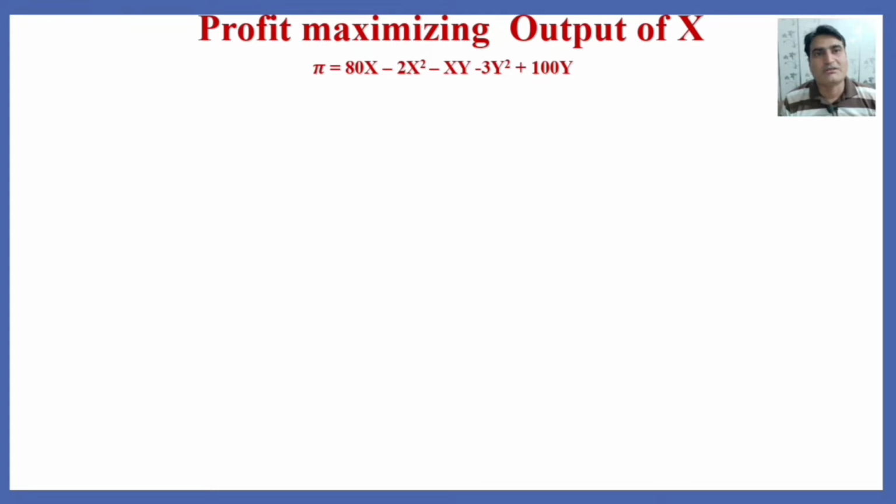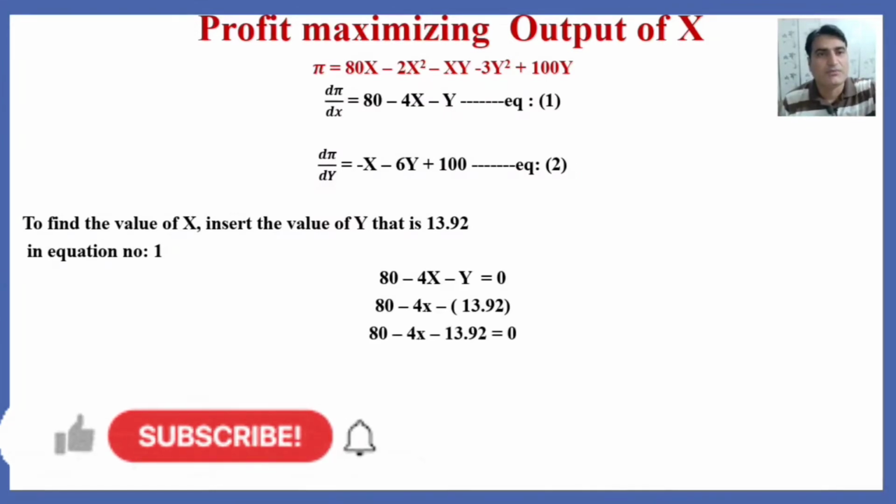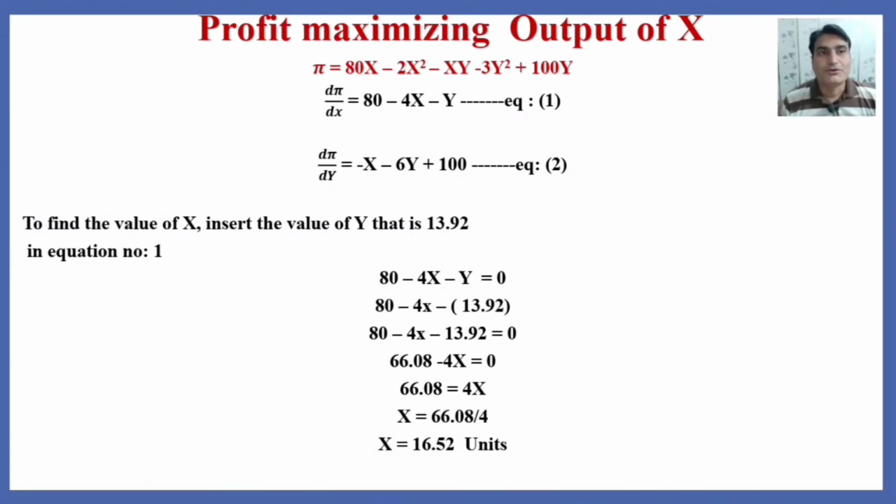So in this part we determine the profit maximizing output of product X. This is the profit function given. To find the value of X, substitute the value of Y, that is 13.92, in equation number 1. So this is equation number 1, 80 minus 4x minus y, which we already derived after differentiating for x. After solving it, we will see the value of X. So X is equal to 66.08 over 4, so X is equal to 16.52. So 16.52 units of product X gives maximum profit to the firm.